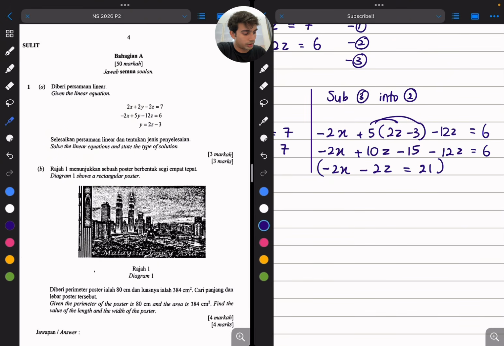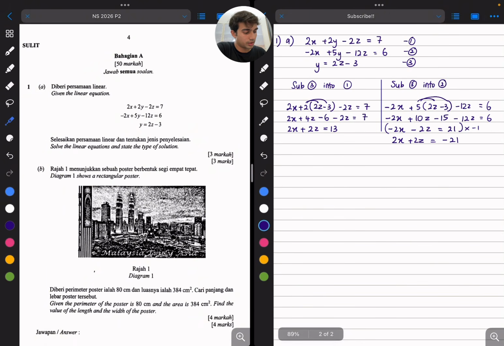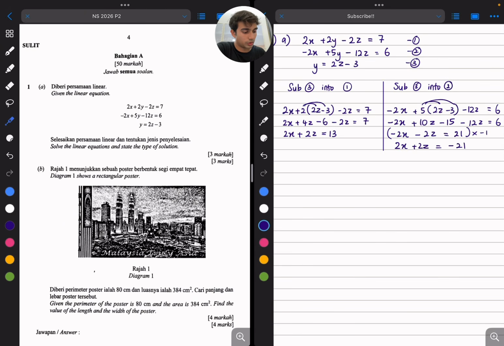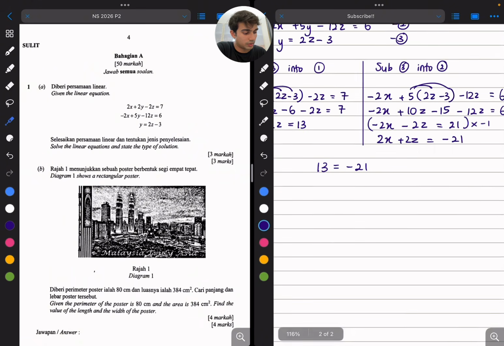So this whole thing we can times negative 1, because here got negative, not so nice. So 2x plus 2z equals negative 21. Now we have two equations with two unknowns, x and z. Here they gave us 2x plus 2z is 13, and 2x plus 2z is negative 21. Which means 13 is negative 21, which is invalid.